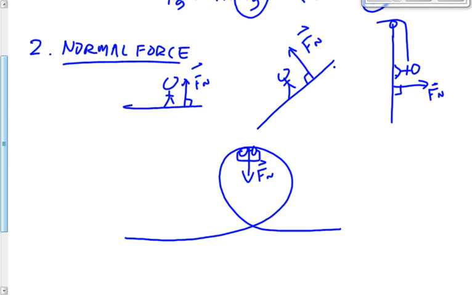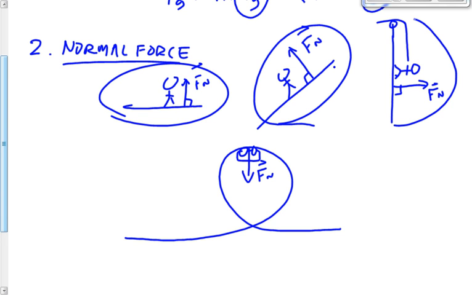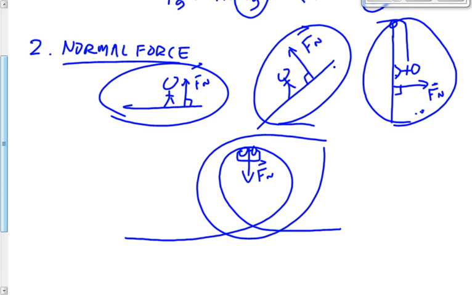Okay? That make sense? So we normally think of the normal force as being straight up, and it usually is. But every once in a while we see something like this. Every once in a while we see something like this, although something like this is pretty rare. And then occasionally we see something like this, where the normal force is pushing down.